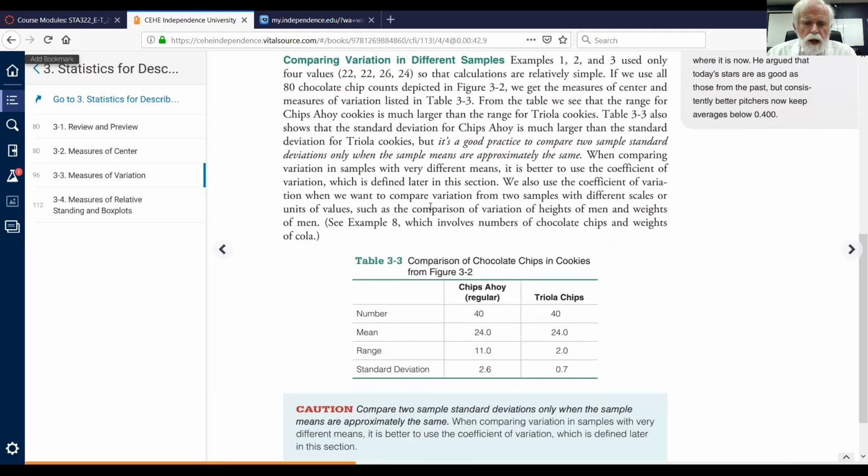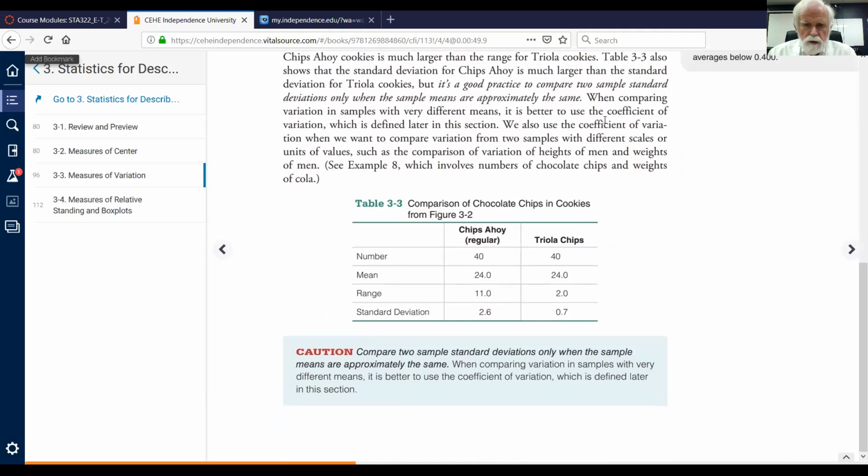We can compare data sets of different standard deviations, but it's not a good idea to compare them when they're very different. Very different standard deviations means your data sets have very different distributions, and statistically, it doesn't make sense to compare samples with very, very different numbers in terms of standard deviation.